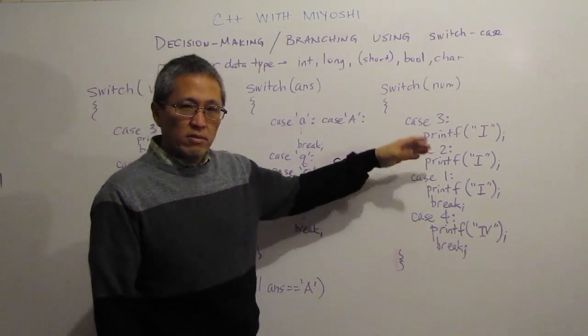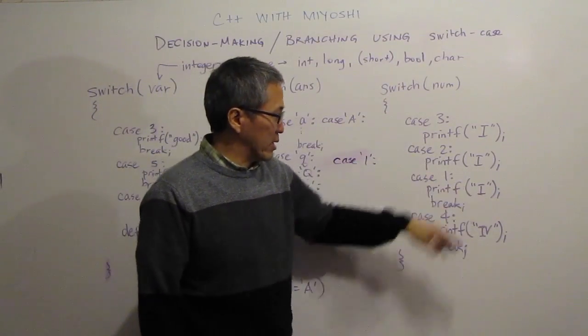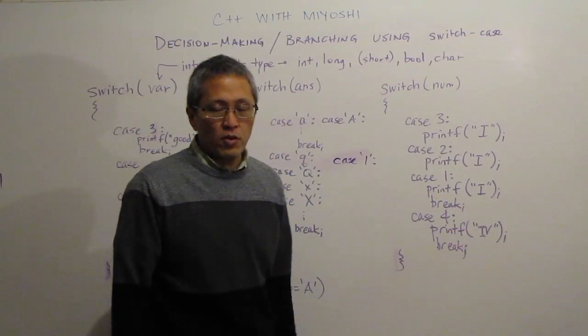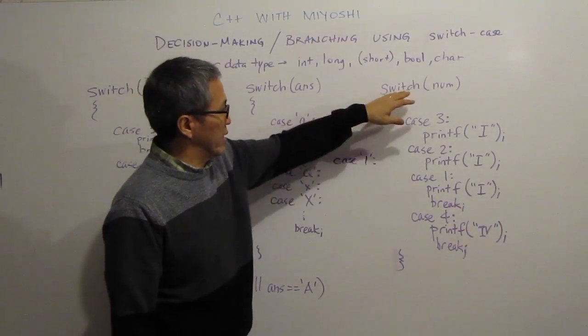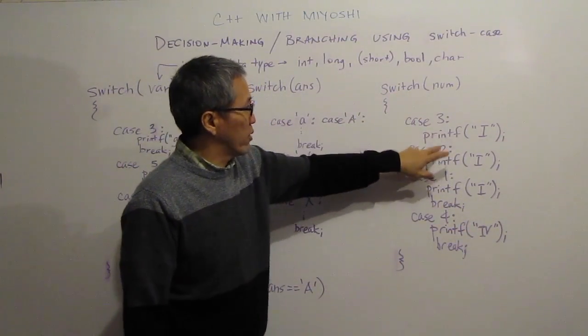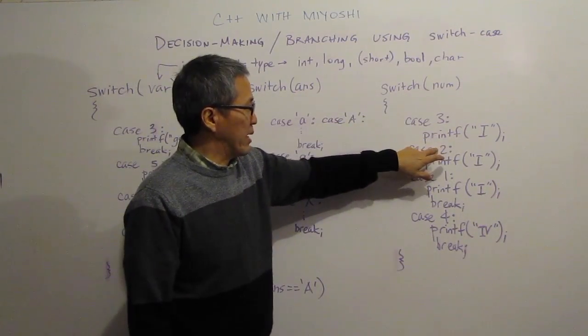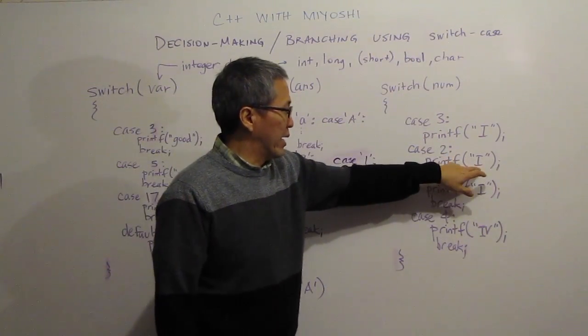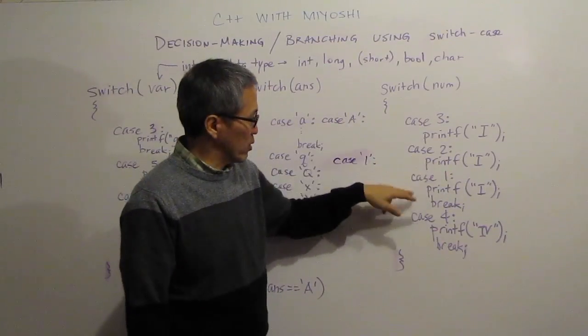But it's pretty simple, right? Single I, that's a 1. An IV, that's a 4. Well, what happens if it's a 2? Well, in this case, when num is a 2, then it's going to come down here to case 2. It's going to print out an I. Well, notice there's no break here. So it's going to keep going.